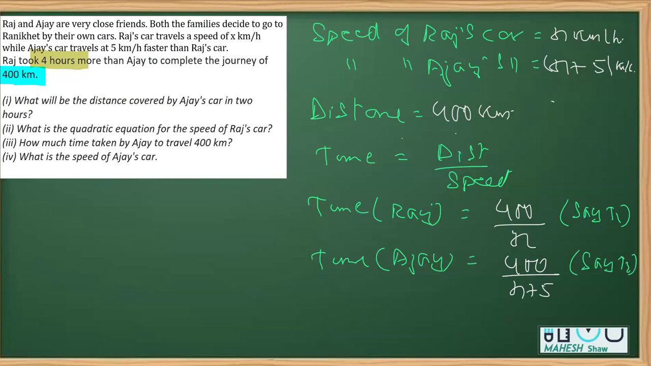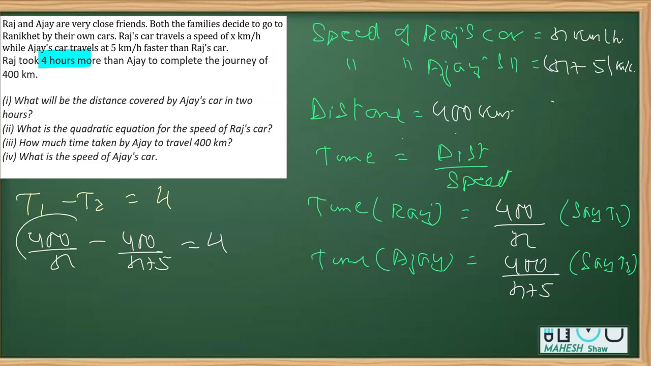Now, you can figure out that the smaller the speed, the greater the time taken to cover the same distance. So from these two relations, we can say that T1 is greater. So T1 minus T2, the difference of time, is given as 4 hours. So we'll be writing T1 minus T2 is equal to 4. Now I'll substitute the values of T1 and T2 to obtain a quadratic equation here. We can say that T1 is 400 over x minus T2 is 400 over x plus 5 is equal to 4.